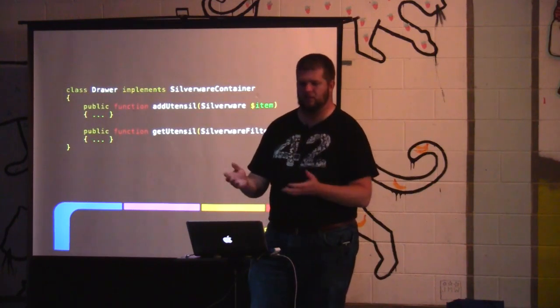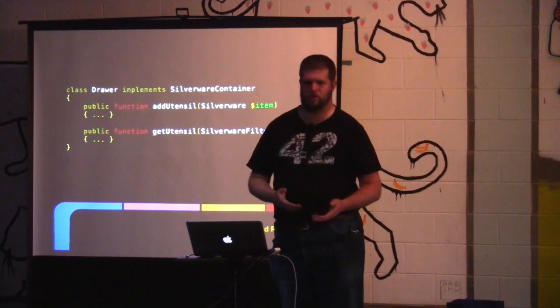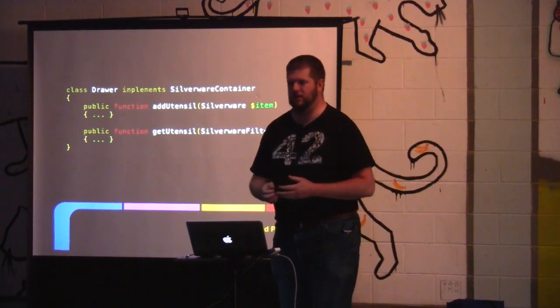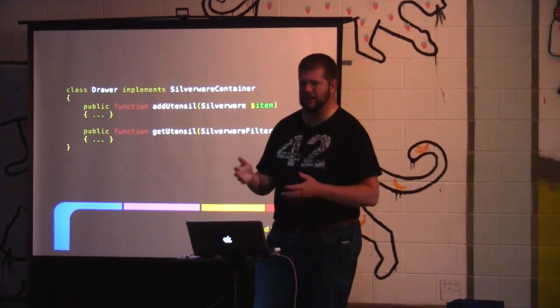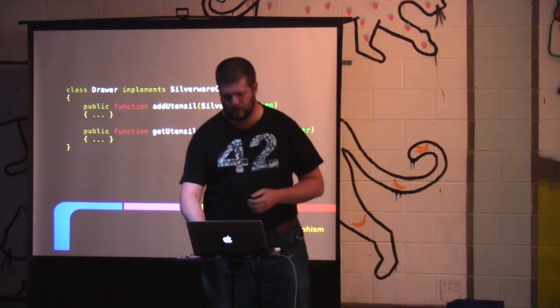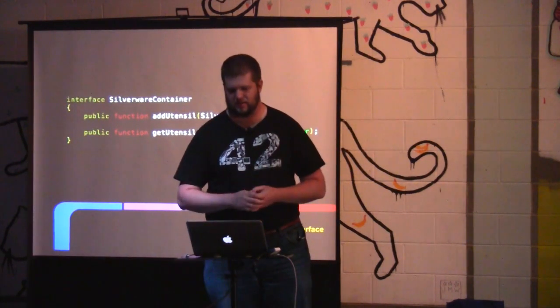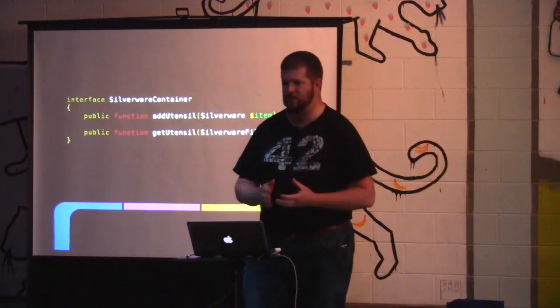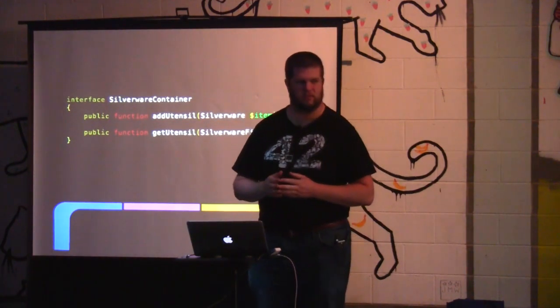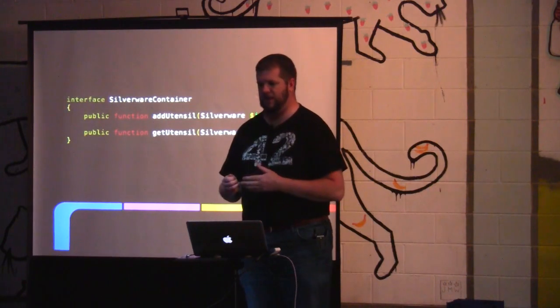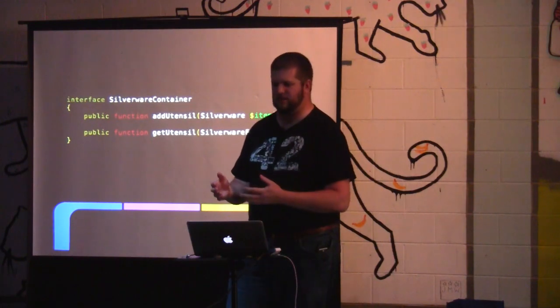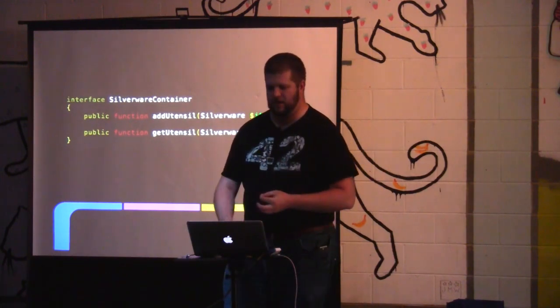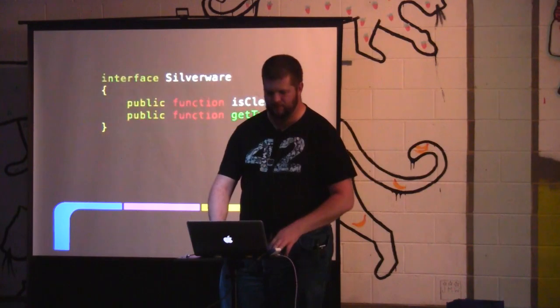So for my silverware container, I could have perhaps a silverware drawer. I could have that little thing that goes in the dishwasher. I could have, you know, a backpack or a sack or something like that. These are all valid silverware containers that I need to be able to add utensils to. So here's, again, the silverware container interface. All of the things that I'm going to be considering silverware containers would implement this interface, and then I would know for sure that they would have these two methods on them. So I would know I can add a utensil to them, and I can get a utensil from them by passing in a particular filter.